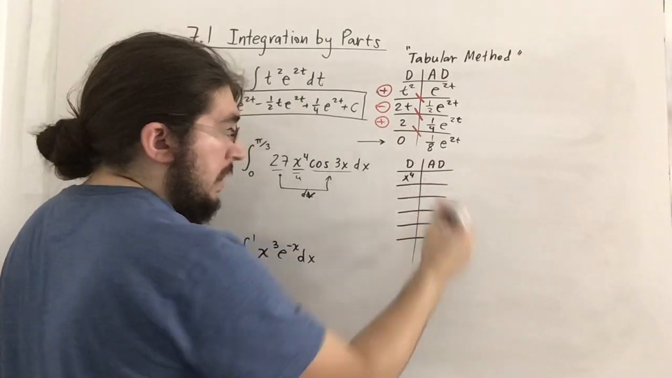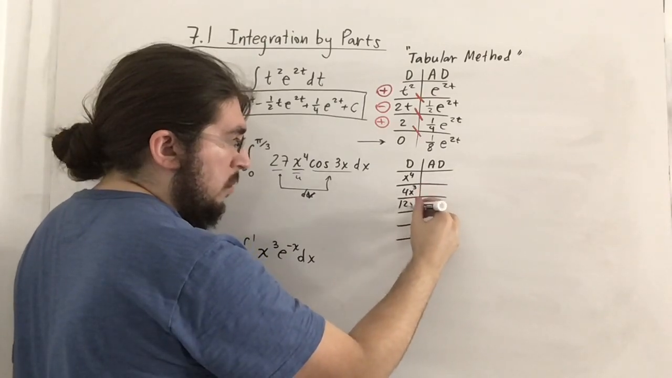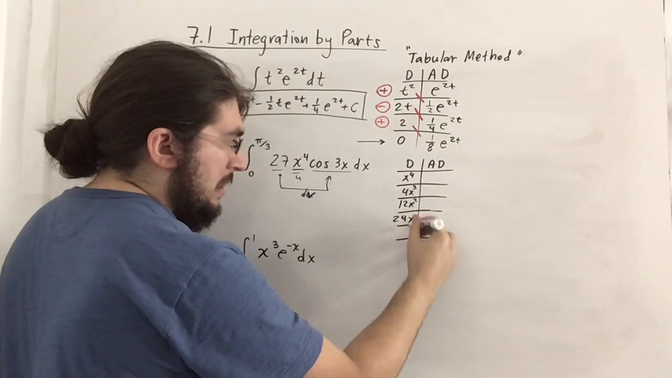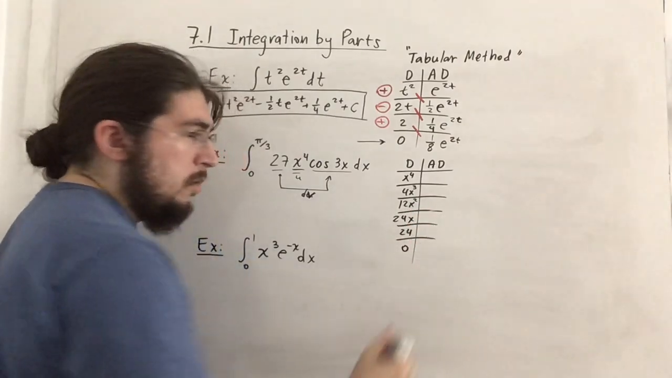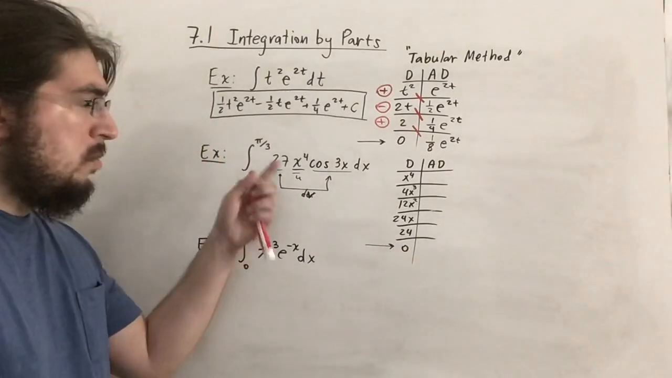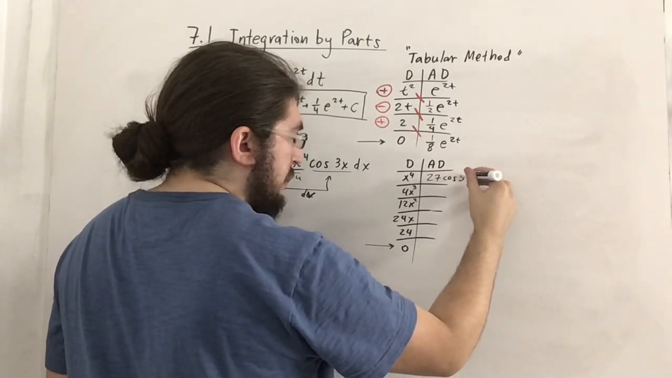So x to the fourth, its derivative is 4x cubed. Then 12x squared, hope I'm not writing too small. Then 24x, then 24, and then 0 finally. Great. Now to catch up to the 0, we're going to take the antiderivative of 27 cosine of 3x.